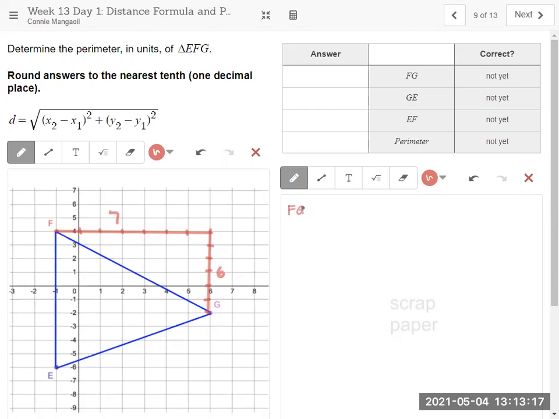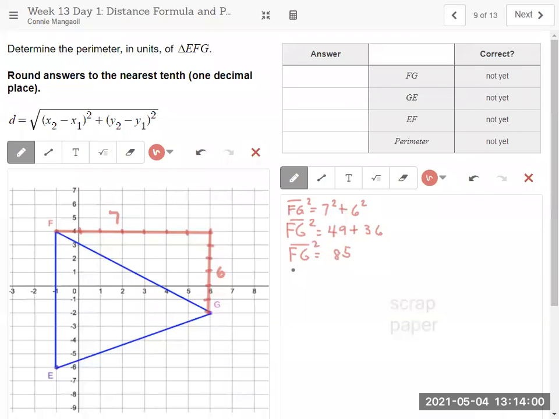Okay, so hypotenuse is FG, so FG squared is equal to the square of the legs, right? So it's equal to 7 squared. We're just going back to our Pythagorean theorem, plus 6 squared. So 7 squared is 49. 6 squared is 36. So 49 plus 36 is 85, right? Now, look at the instruction. It says round to the nearest 10, which means that we need to evaluate this.